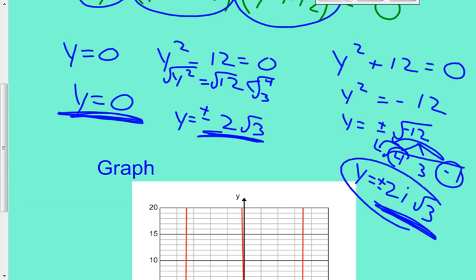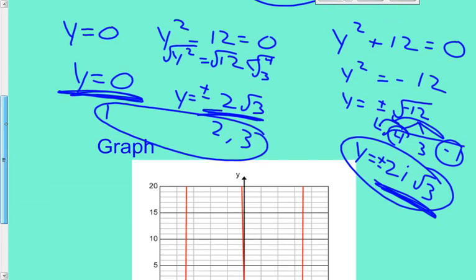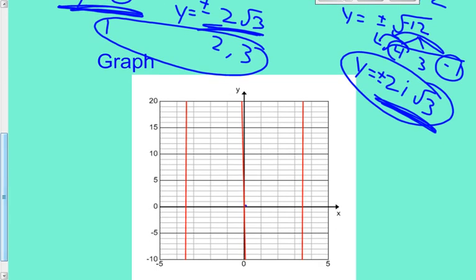These two are imaginary, which means they do not cross the x-axis. So these 3 are the only ones that cross the x-axis. So at 0, 2 times the square root of 3, and a negative 2 square root of 3. Those are the ones that cross the x-axis. These are imaginary. They do not cross the x-axis.